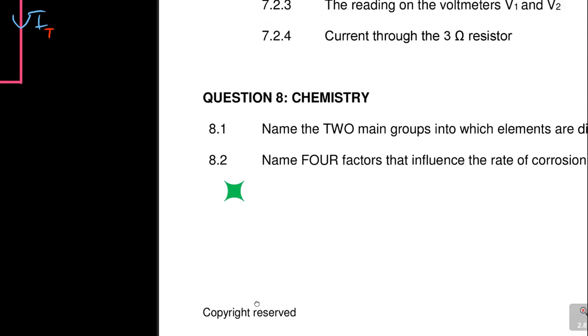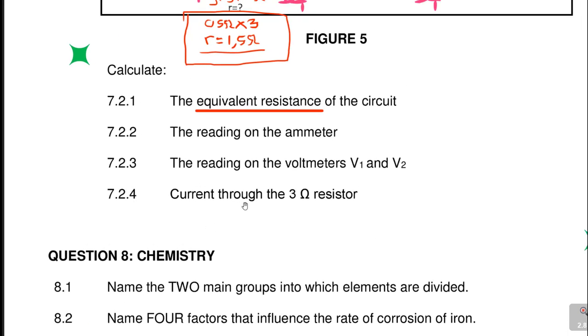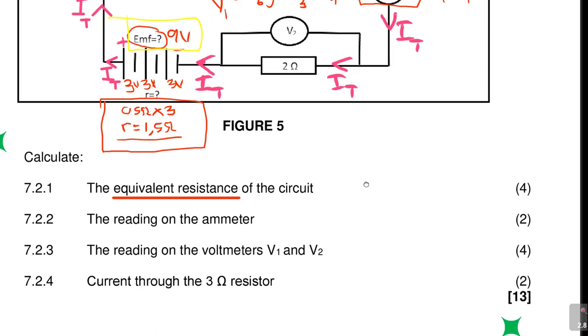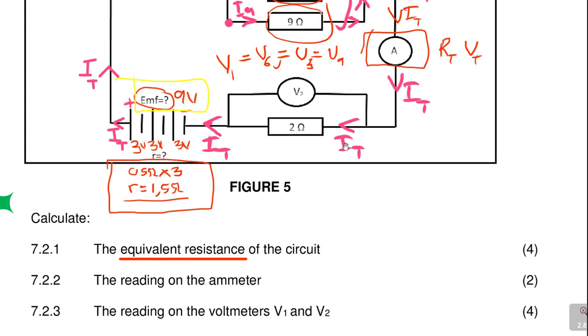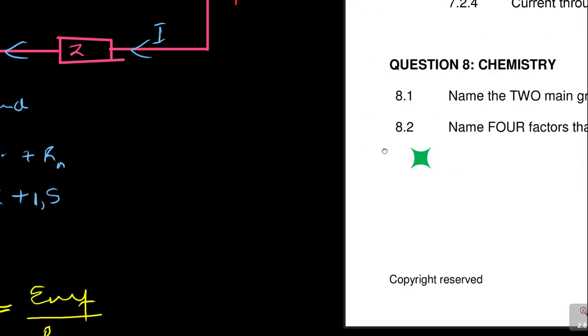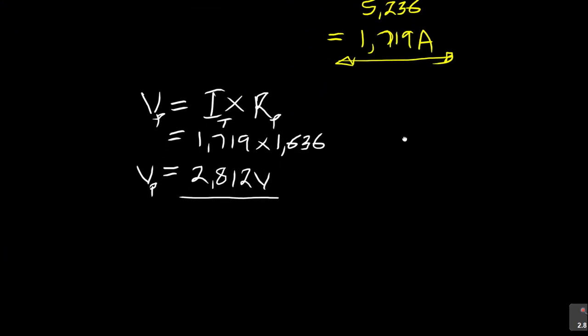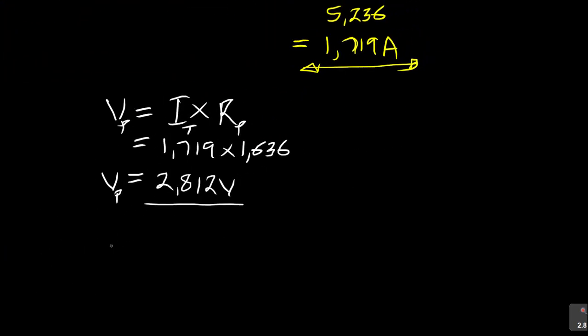And then the next question. The reading on the voltmeters, we're not done. V1 and V2. V2 is also simpler. It's IT. Look at IT, it's coming in here. And then we've got 2 ohms. So you come here and say, what is my IT again? You use that: V2 is equal to IT times, what is the resistor?